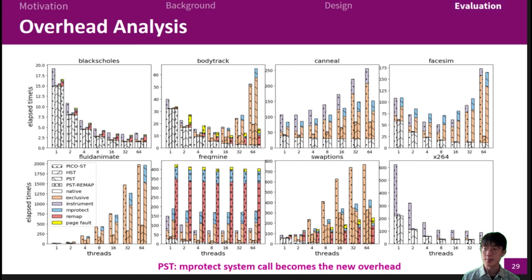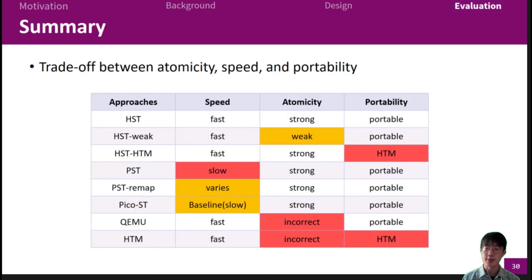The PST scheme wanted to reduce the store instrumentation overhead by utilizing page protections, but the blue bars show that system calls, like mprotect, become the new overhead. Therefore, the PST scheme did not succeed in reducing the instrumentation overhead due to the large system call overhead. Also, due to the page granularity protection, PST suffers from a false sharing issue, which may cause frequent SC failures. Details can be found in our paper.